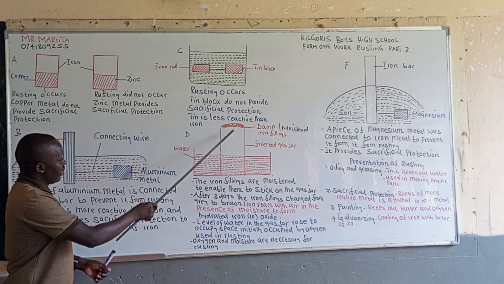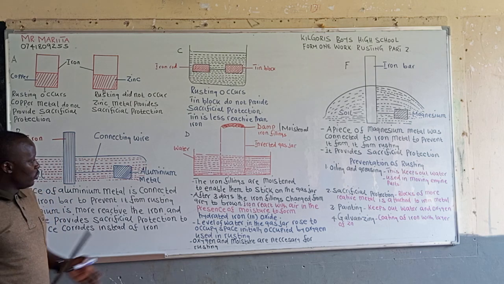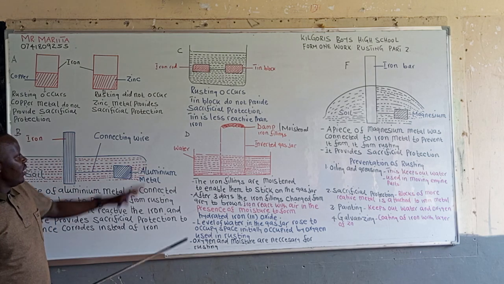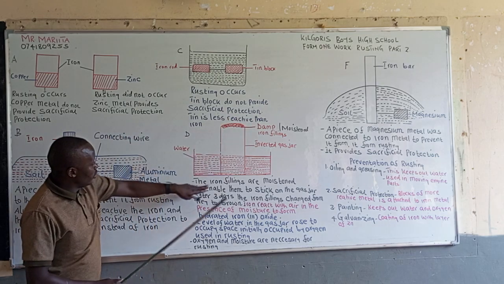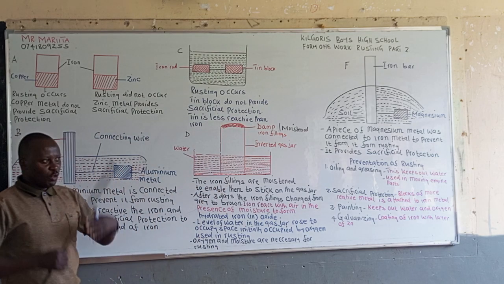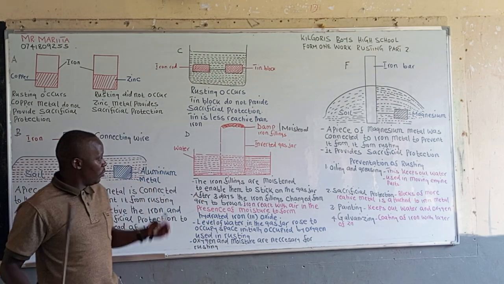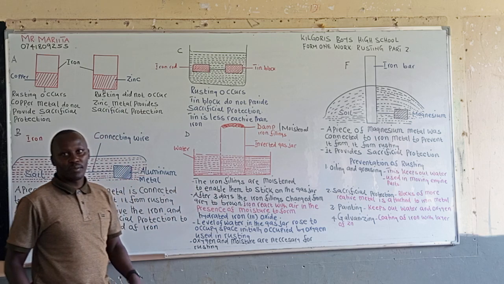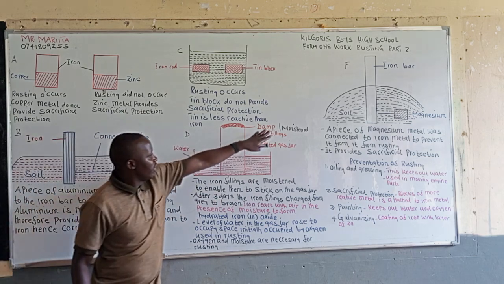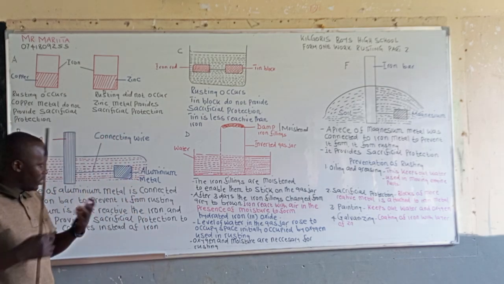Then we have the inverted gas chamber. Then of course you can have water. What will happen here is that the iron filings are moistened. If you are asked to give the reason why they are moistened, they are just moistened to enable them to stick on the gas chamber. That is the reason why the damp iron filings are normally moistened.